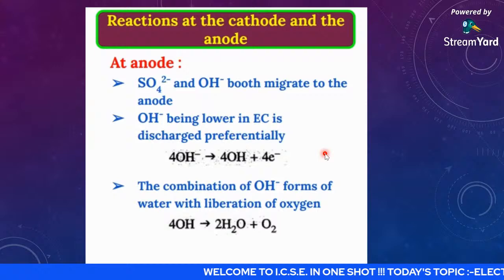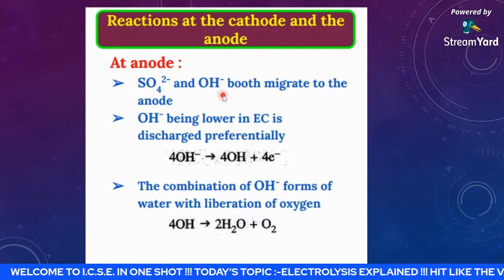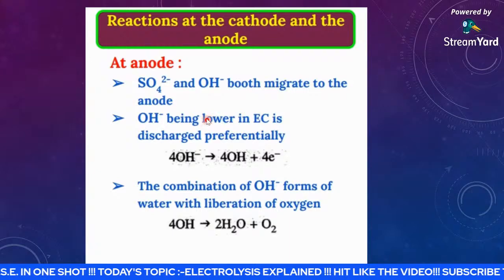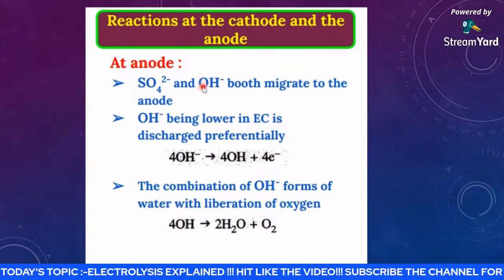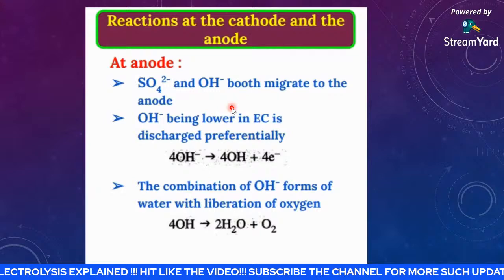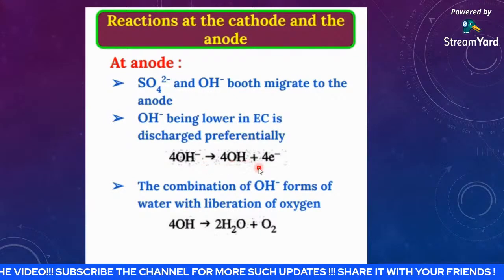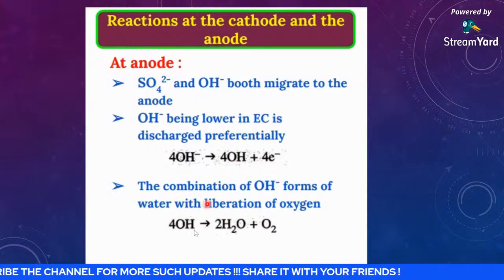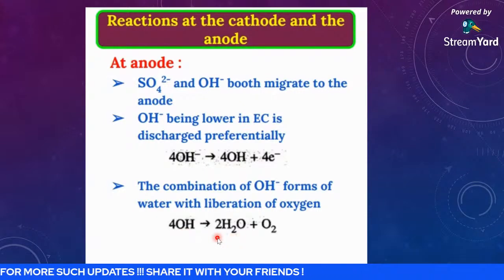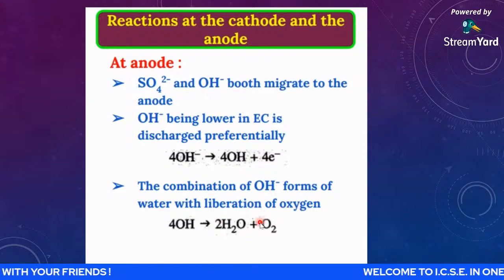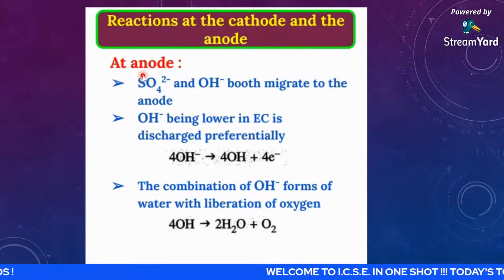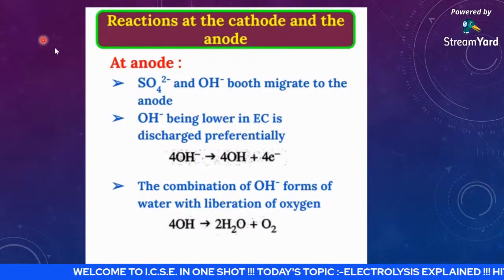Now at the anode portion, what happens is that SO4 2- and OH minus both migrate. As I said, you preferentially discharge OH minus because OH minus is lower in the electrochemical series. 4OH minus becomes 4OH plus 4 electrons. Similarly, this 4OH becomes 2H2O and O2. Therefore, there is a liberation of oxygen gas at the anode and the liberation of hydrogen gas at the cathode.